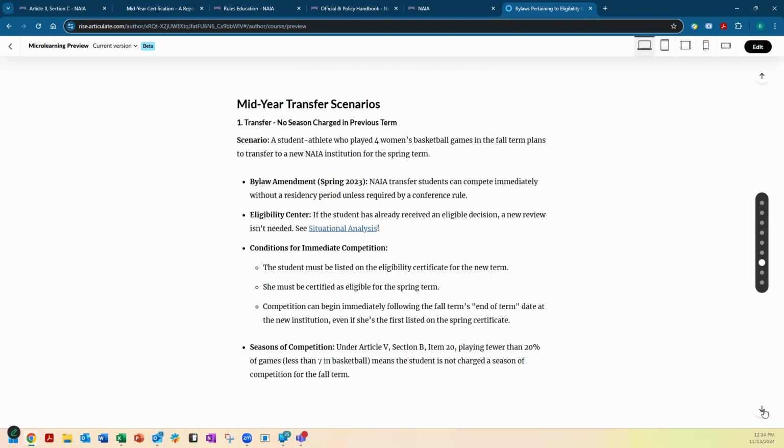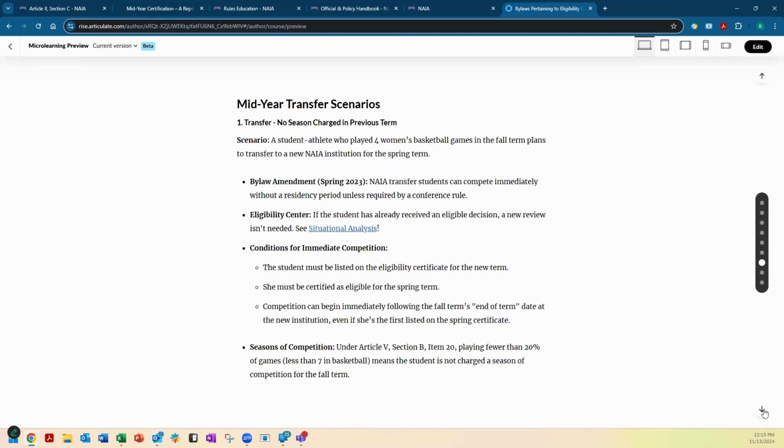So something specific to this situation that we're talking about and NAI competition. A student who has played in less than 20%, so again, in basketball, we get this question a lot, less than 7 basketball games, means the student is not charged a season of competition for that fall term. So they will start the window to apply the limits; each 20% is specific to an NAI institution. If the student only competed in 5, that is wiped clean if they transfer to another NAI institution, and then you're looking at the 20% limit to calculate whether a student is going to be charged or not.